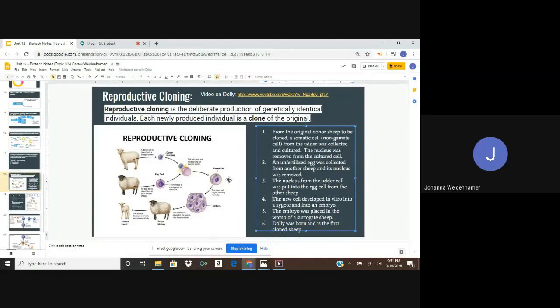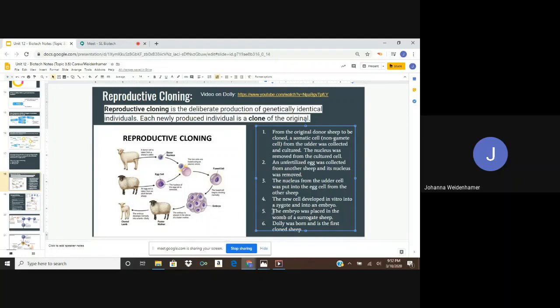So here we have the fused cell. We have a nucleus from sheep 1, and we have an empty egg cell from sheep 2. When those fuse, as it's developing and differentiating, it's going to turn into an embryo. Okay. This embryo now, we're going to look at step 5. The embryo was placed in the womb of a surrogate sheep.